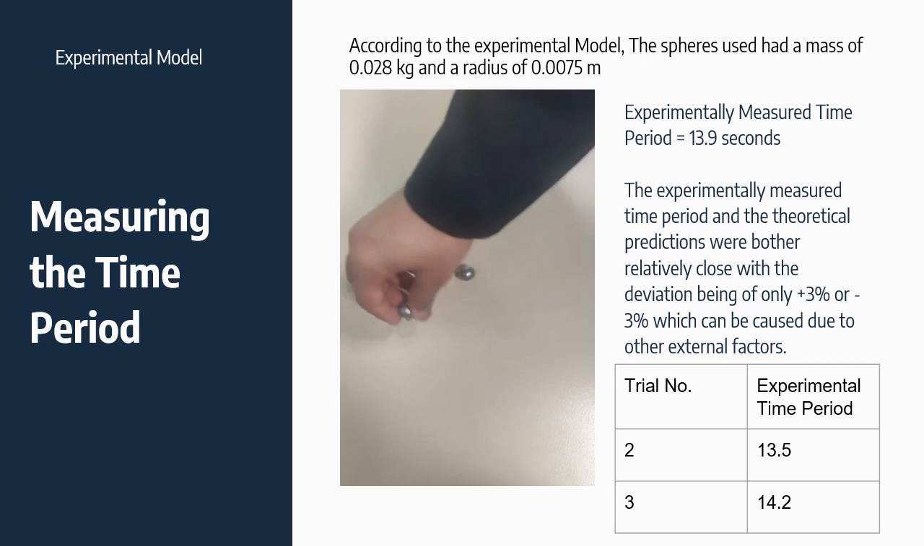So here was the experimental model, and the time period was actually measured to be around 13.9 seconds, and this shows that it was really close to our theoretical prediction, which was around 13.4 seconds, with the deviation being only about plus or minus 3%, which can obviously be due to other external factors. For the most part, there were also two other trials done, trial number 2 and trial number 3, and the experimental time periods were around 13.5 and 14.2. So all of these values are relatively close to our theoretical prediction.